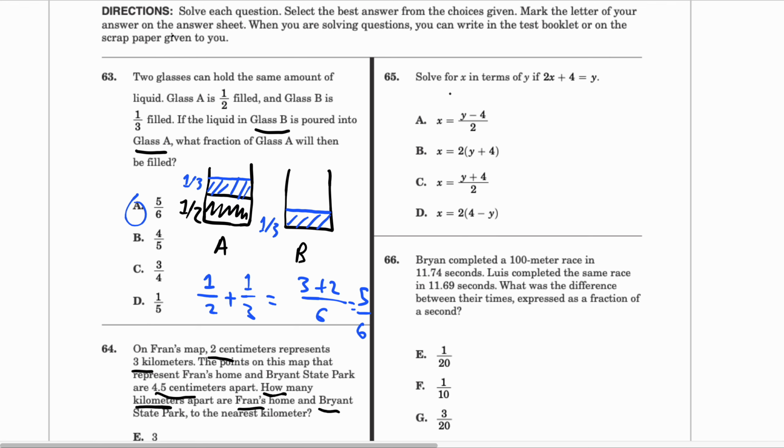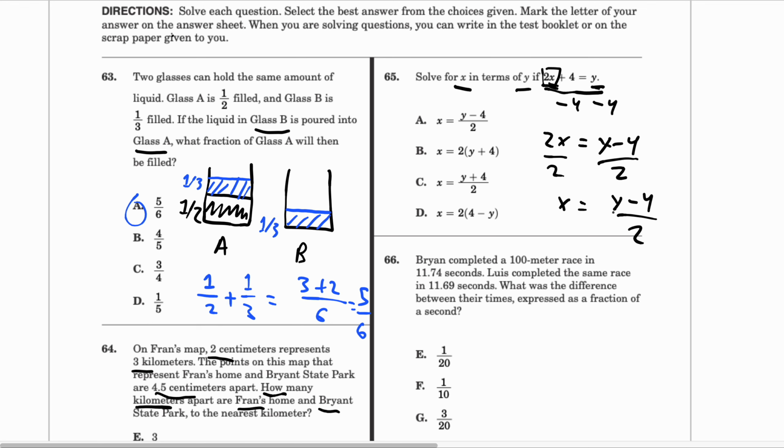Okay, 65. So we're being asked to solve for x in terms of y given this. So right now we have y in terms of x, and we want to solve for x in terms of y. So we want to isolate first this 2x. So we're going to subtract 4 from both sides. So we would get 2x is equal to y minus 4. And then we would divide by 2 to get x equals y minus 4 over 2, which is answer choice A.